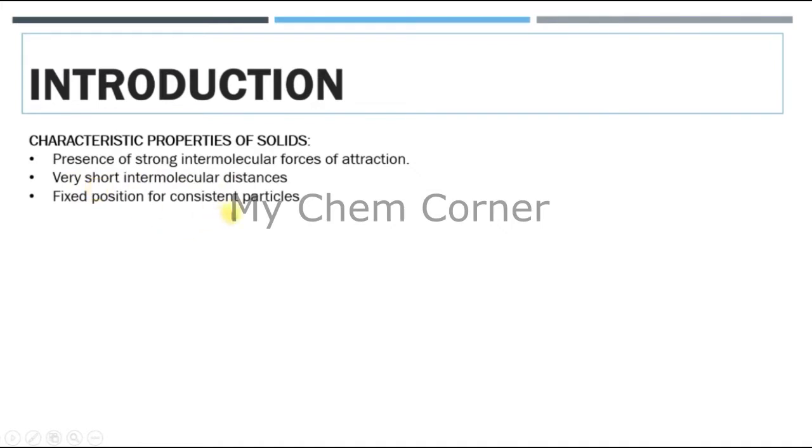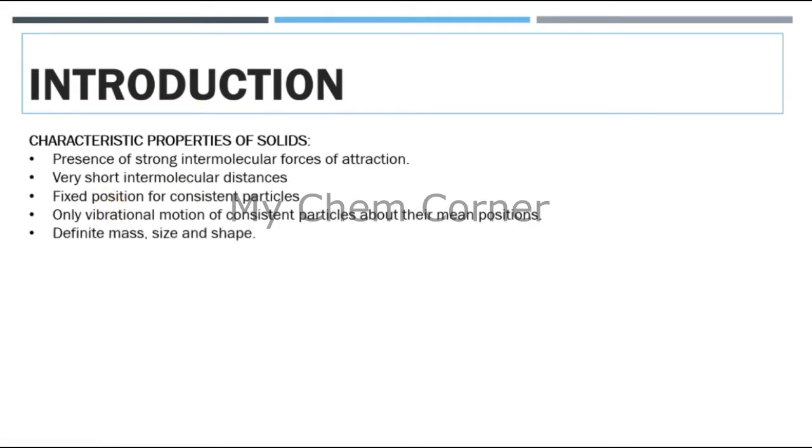They have fixed positions for the constituent particles. If you see how these atoms are placed in a solid, they have fixed positions. They don't change their positions. When you look at what sort of motion they have, only vibrational motion, because they basically cannot move. They have a very short intermolecular distance. The force of attraction between any two atoms in a solid is very strong, so because of that they cannot move. There is no other motion in the solid. They can only vibrate about their same position. Because of all this, they have a definite mass, a definite size and a shape.